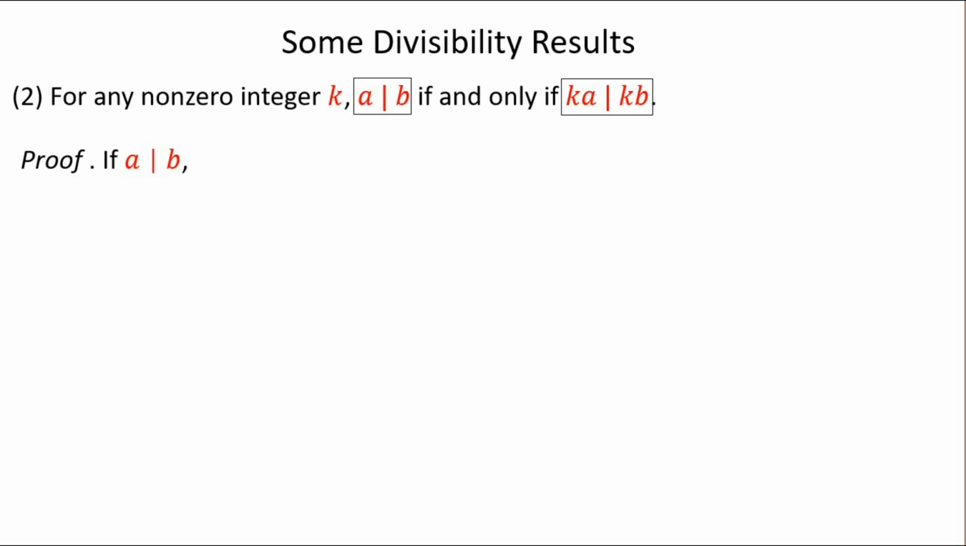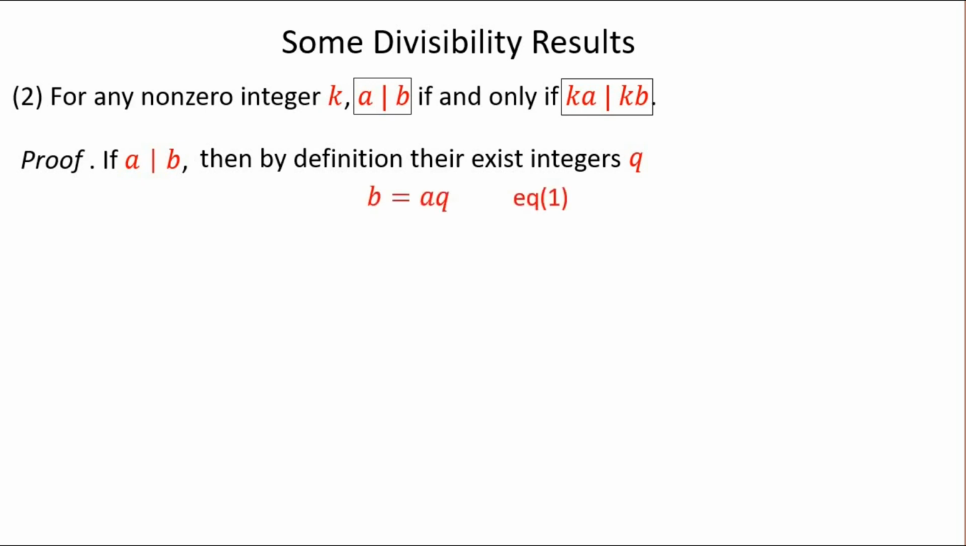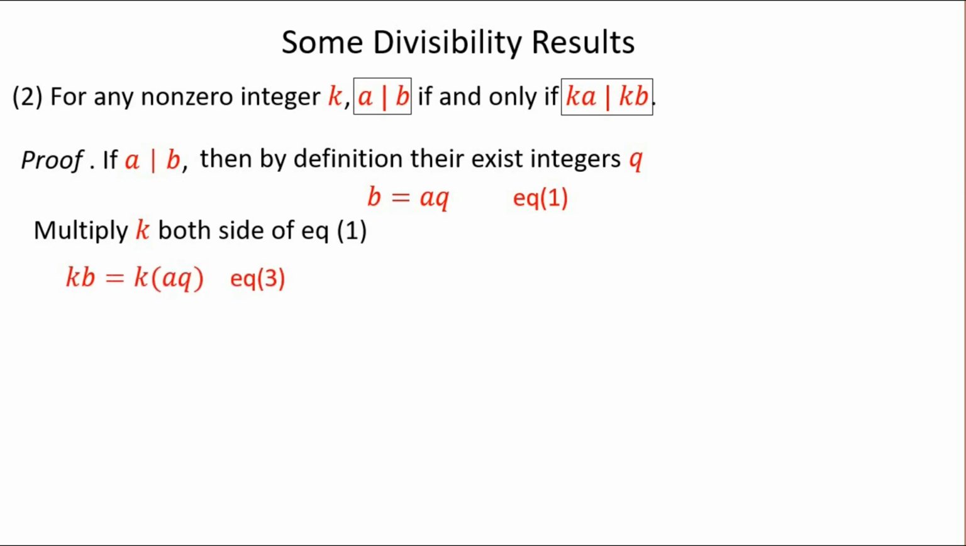Assume that a divides b. Then by definition there exists an integer q such that b equal to aq. Multiply k on both sides of equation 1. We get equation 3. By applying the associative property, we get equation 4. Since in equation 4 kb is equal to ka times q, therefore ka divides kb, which is the required proof.